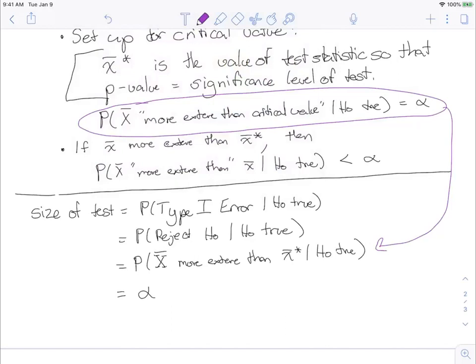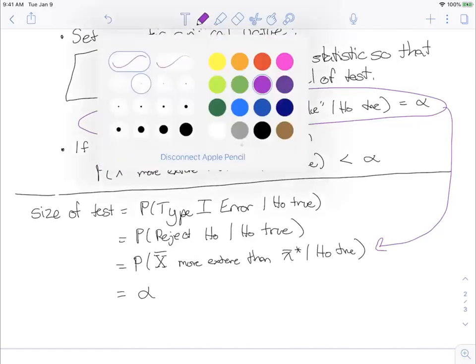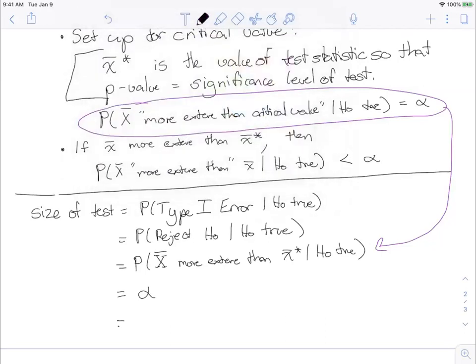Okay, so all of this was to show that in this case, this works out to say that the size of the test is equal to the significance level of the test. So this was a somewhat informal justification of this claim for just this particular example.